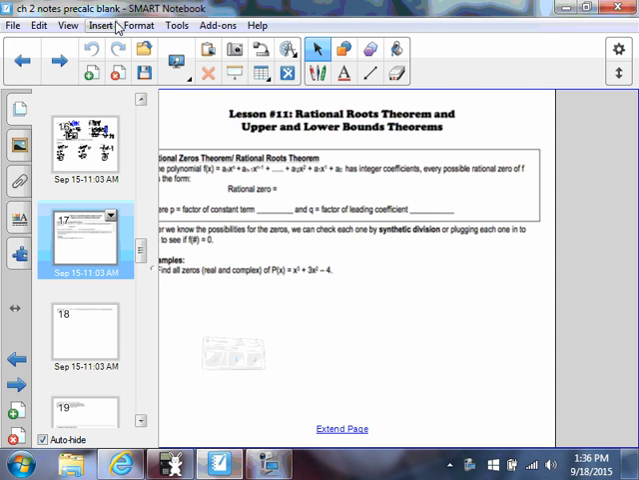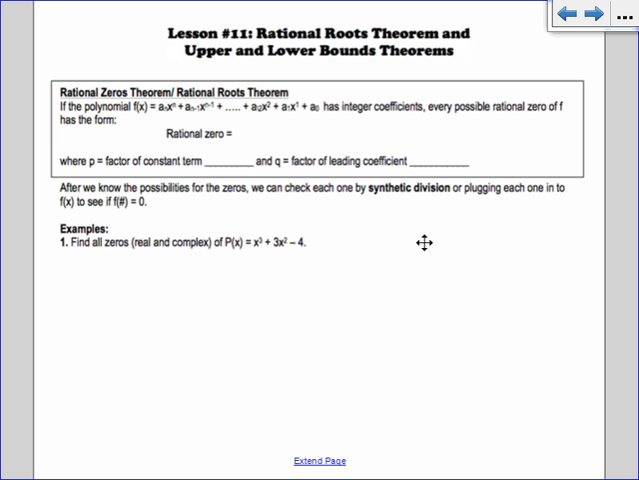All right, so lesson number 11 is on the rational roots theorem, which you know is my favorite theorem. I love the rational roots theorem. And something new that you've never seen before, which is the upper and lower bounds theorem. All right, the upper and lower bounds theorem are basically going to help you as you're eliminating choices for your rational roots theorem.